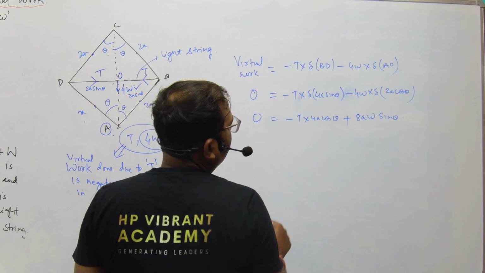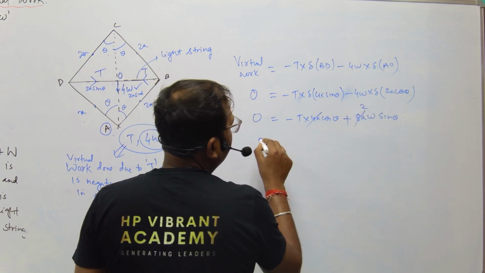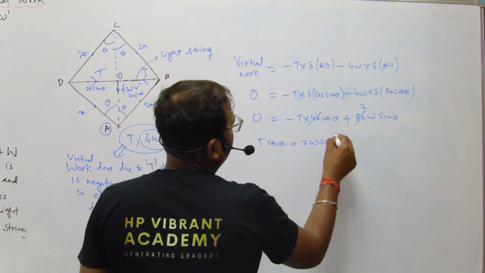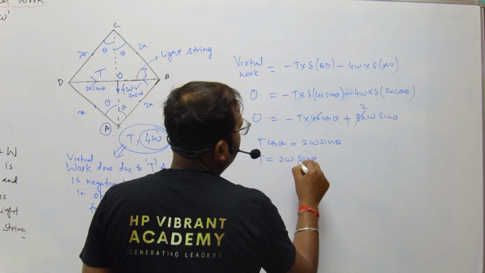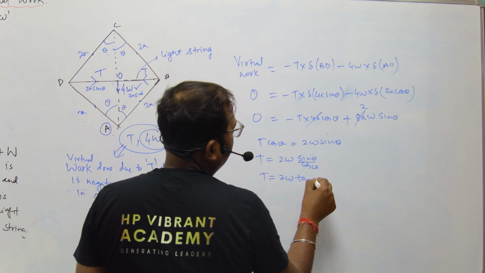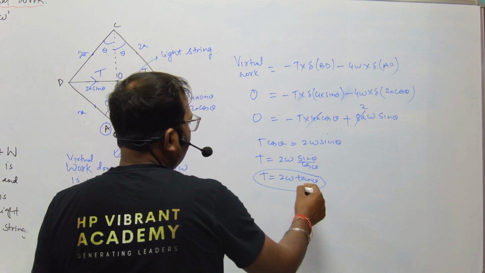Let us divide this by 4a. So T cos theta is equal to 2W sin theta. So T is equal to 2W times sin theta upon cos theta. So T is equal to 2W tan theta. So the tension in the string BD is 2W tan theta.